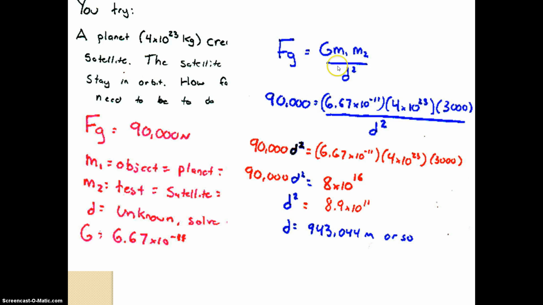Should look like this. 90,000 in blue equals 6.67 times 10 to the minus 11, 4 times 10 to the 23rd, 3,000 divided by d squared. You can now try to solve for d squared.